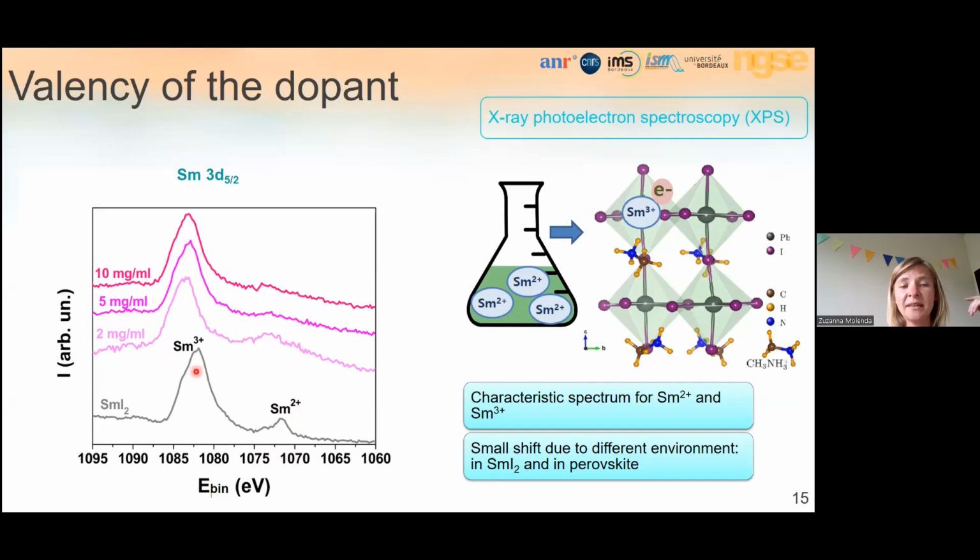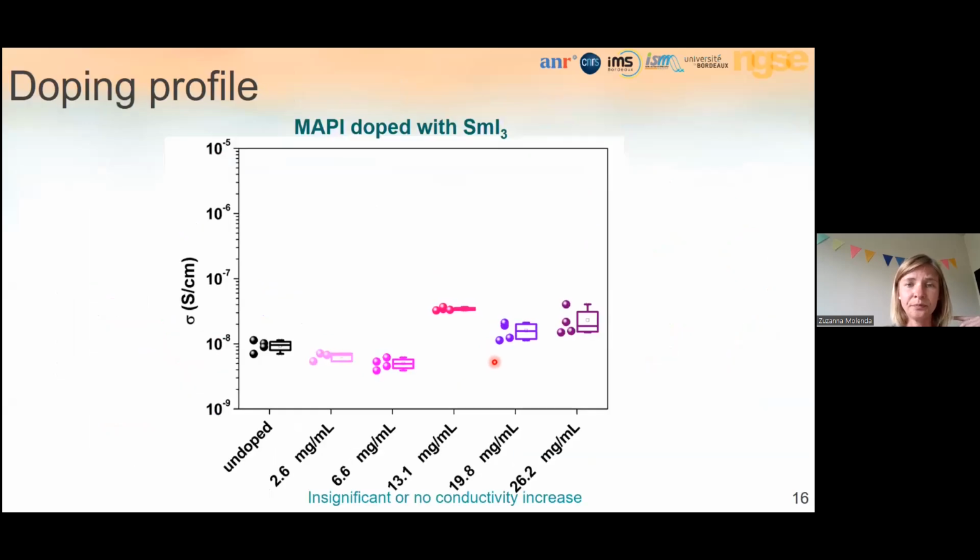Another thing is that the peak associated to samarium 3+ shifted towards higher binding energies, suggesting different environments of the samarium in the samarium iodide and in the perovskite layer. And this is a very nice hint that samarium might actually really be incorporated into the perovskite crystal structure and not stand as a mixed phase of samarium iodide and perovskite. As a control experiment, I also prepared samarium 3 iodide, and I doped the perovskite layer using the same technique, and I observed none to insignificant increase of conductivity in this case, showing again that it must be samarium 2+ and not 3+ to use for the doping.